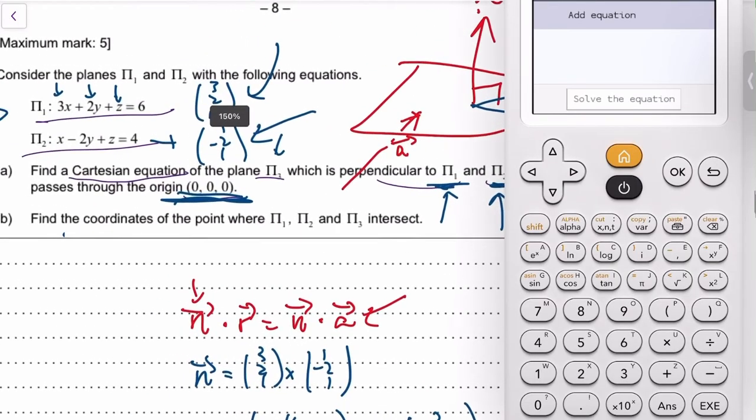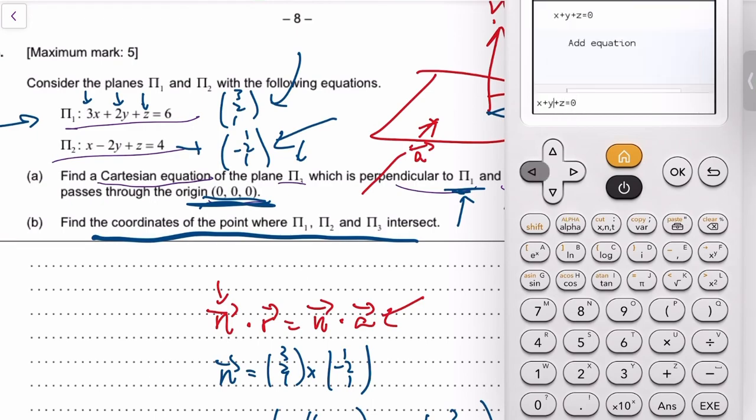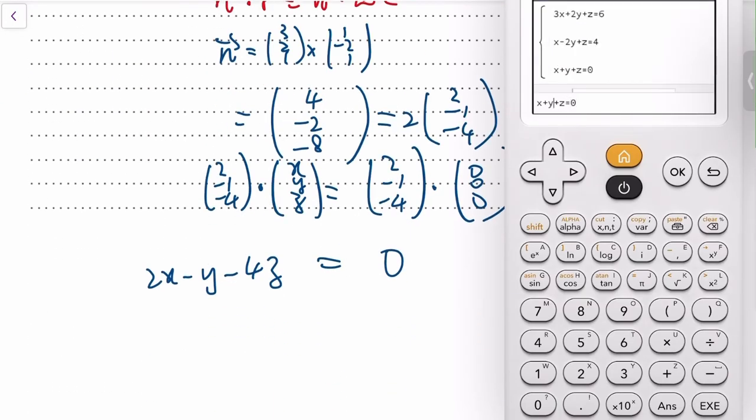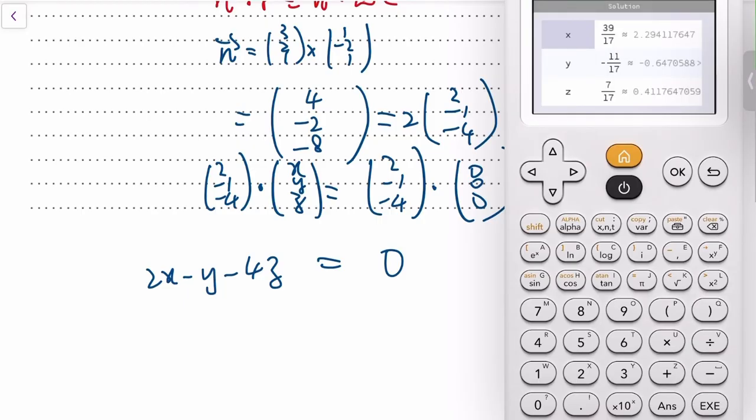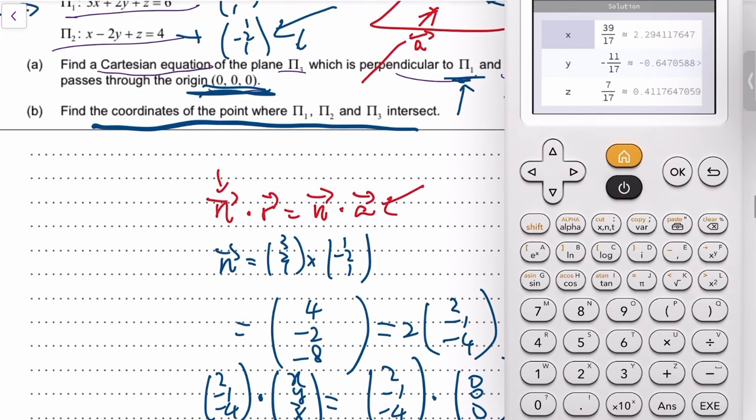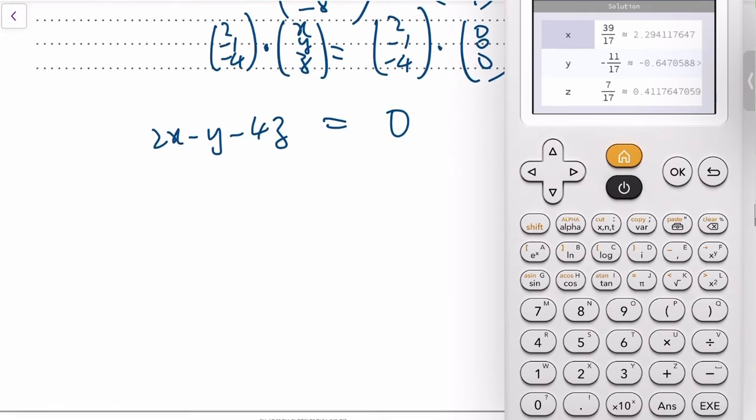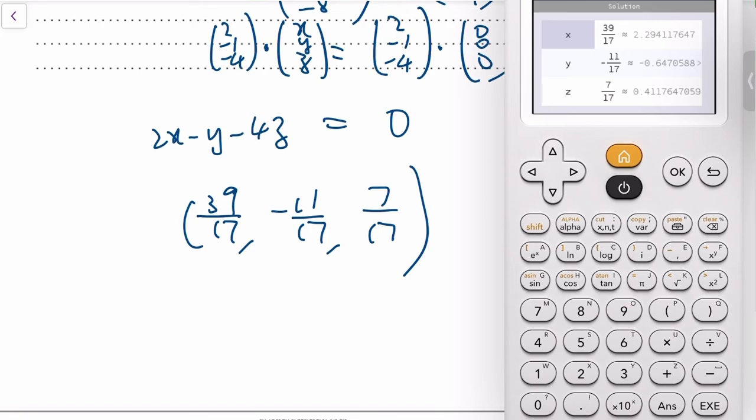So you type in the equations. So it's what? 3x + 2y + z = 6. What else? x - 2y + z = 4. And also 2x - y - 4z = 0. Then you just choose solve. So that should be the answer. They want the coordinate as a point, so you would write it horizontally. That's it.